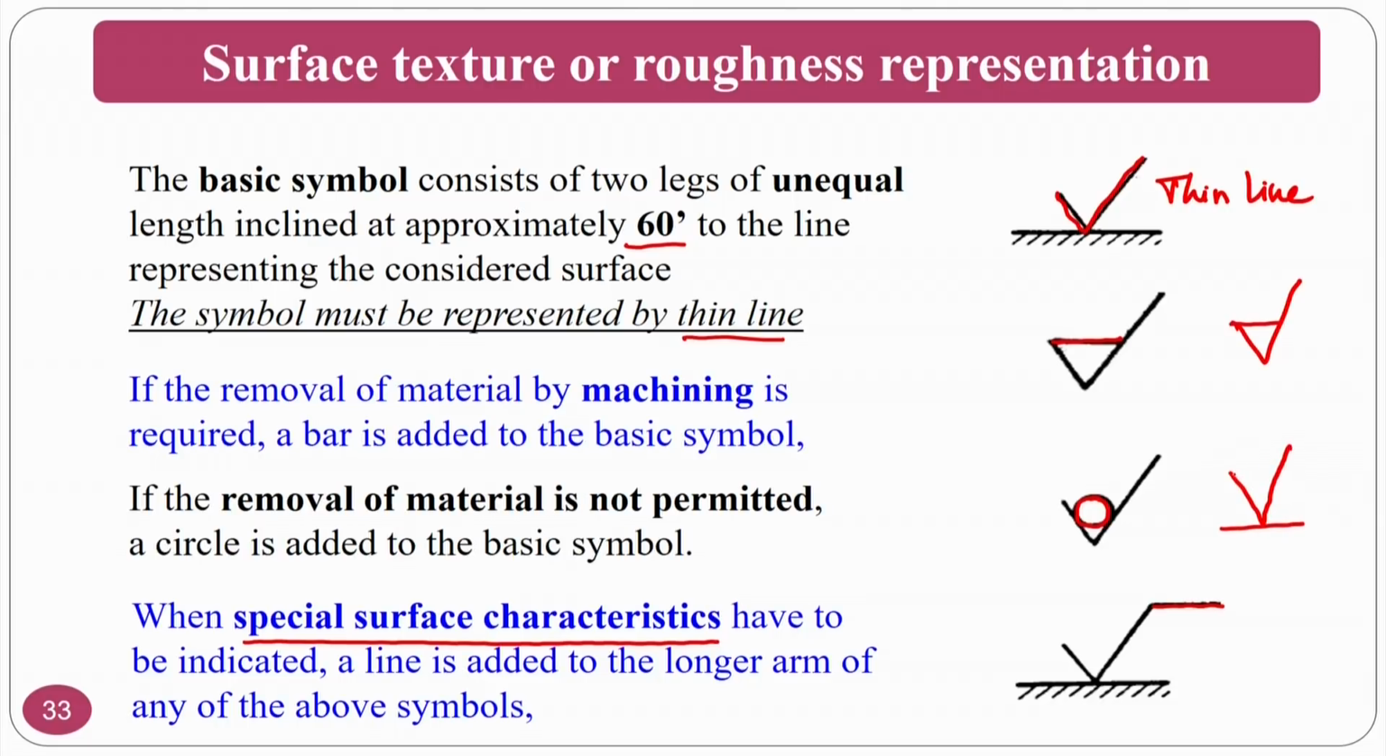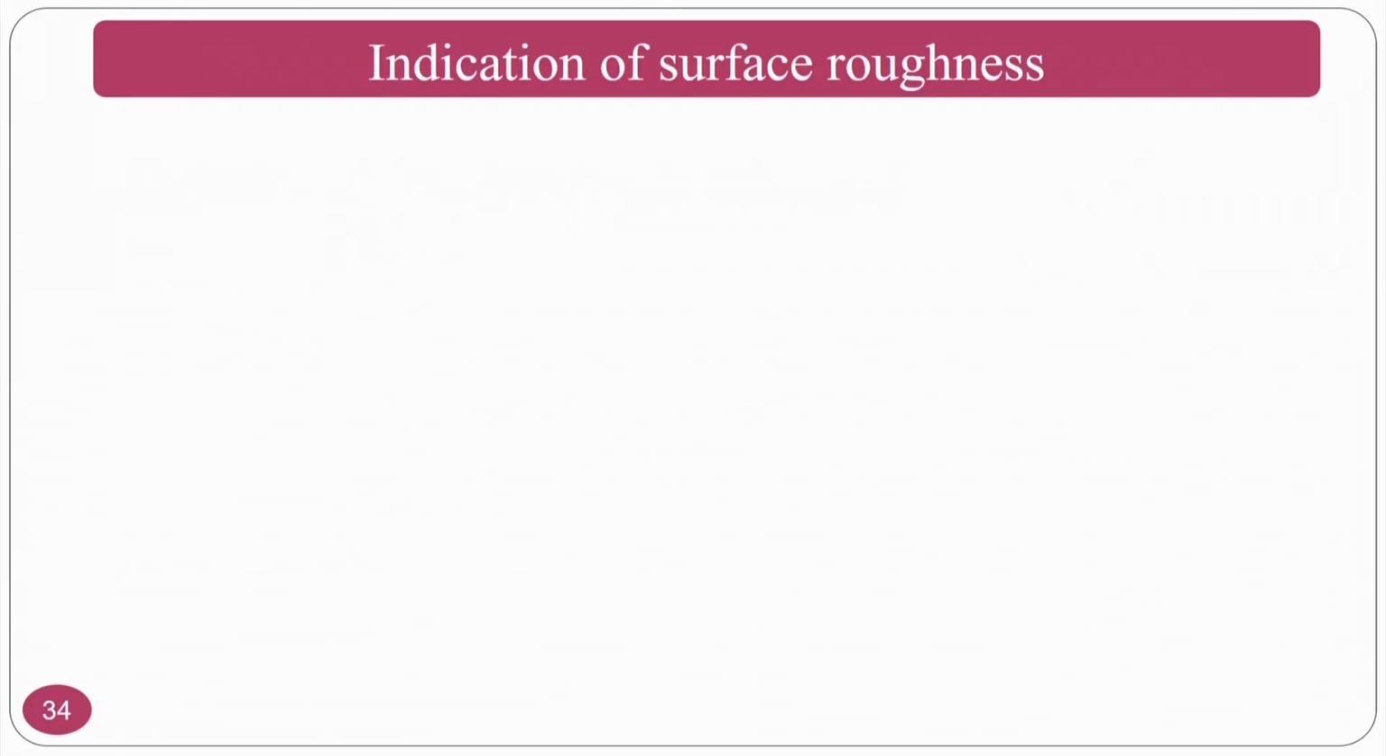If I want the machining, this one. If I don't want the machining, then I want to remove this one, then I have to write this one. If I want a special type of process, I just write this one. Okay. This is about the basic representation.